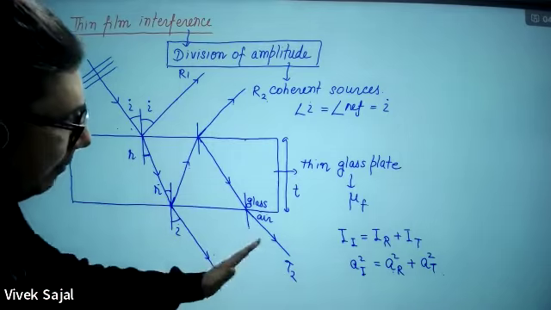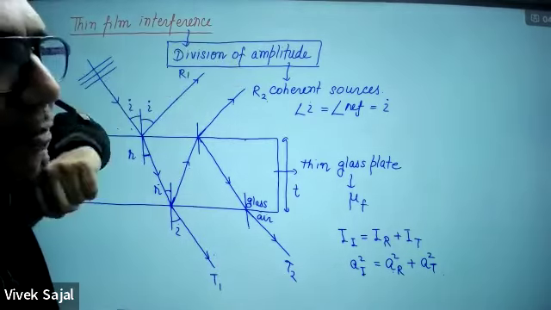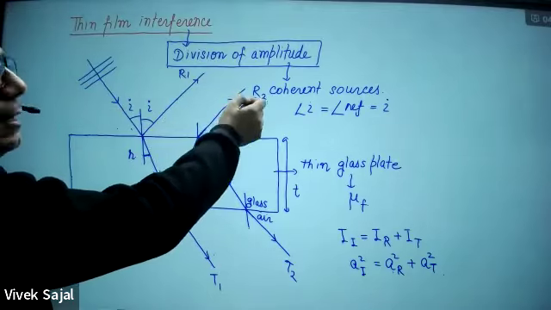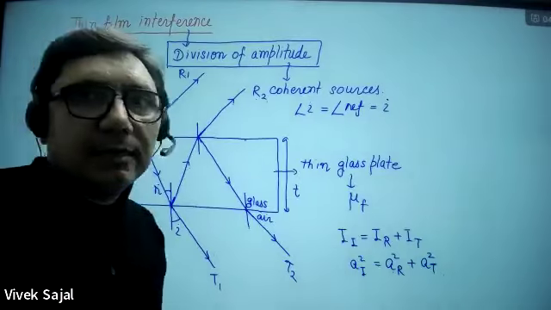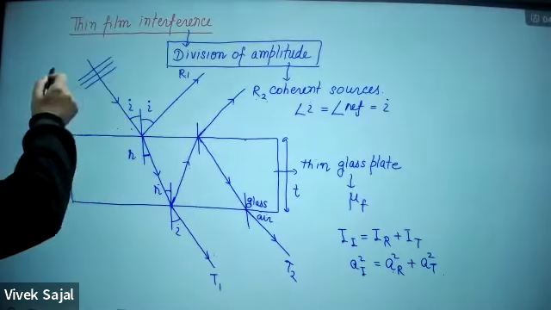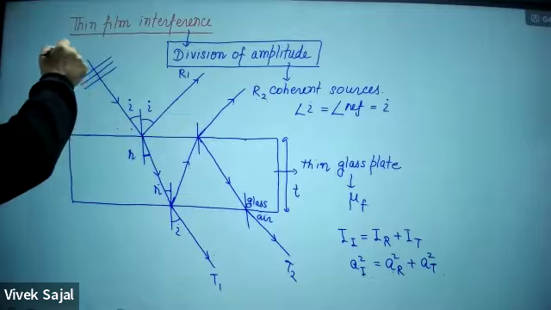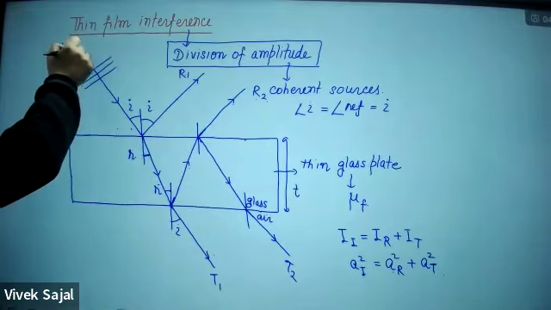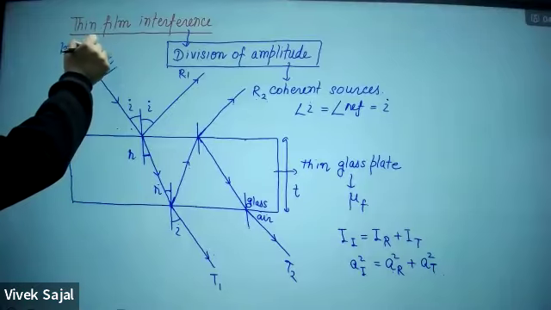So here you are having transmitted light, here you are having reflected light. Now try to consider that this R1 and this R2, these two reflected lights, are obtained from the same source. Here, this is the incident light, or this is the source. This is the incident light.